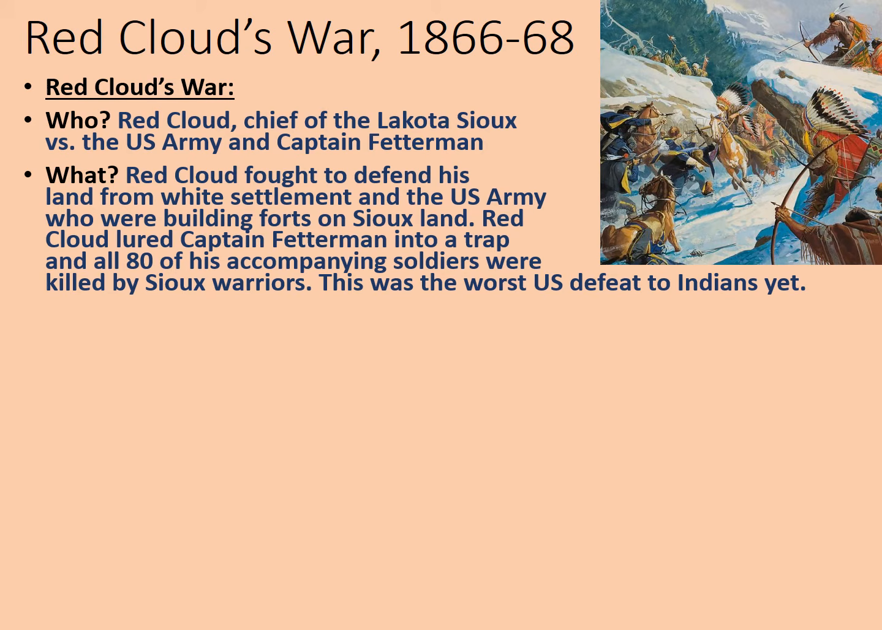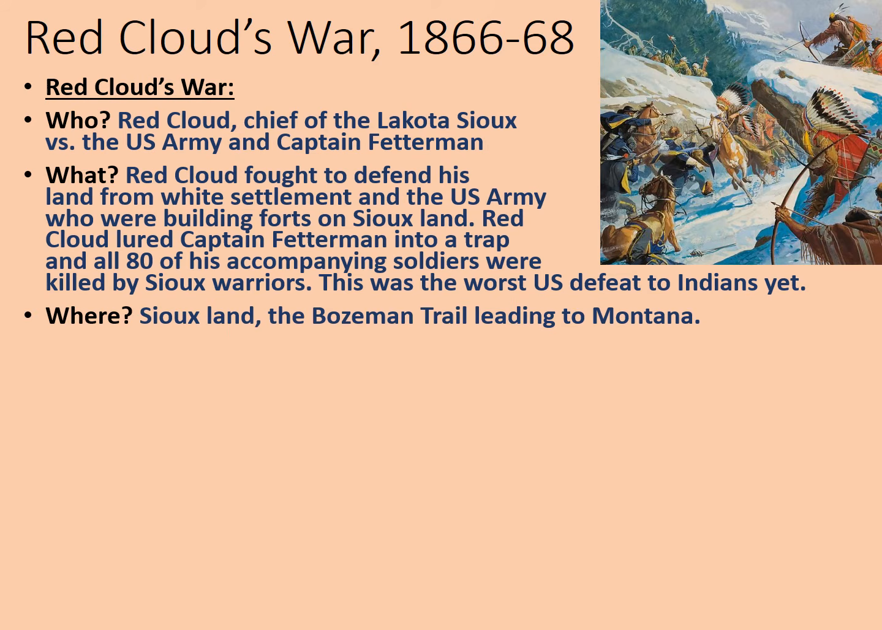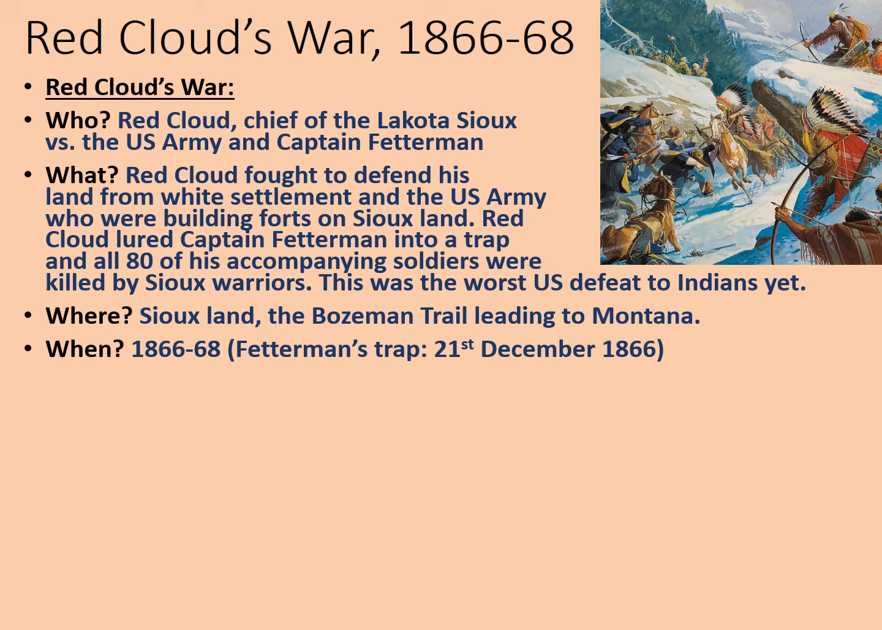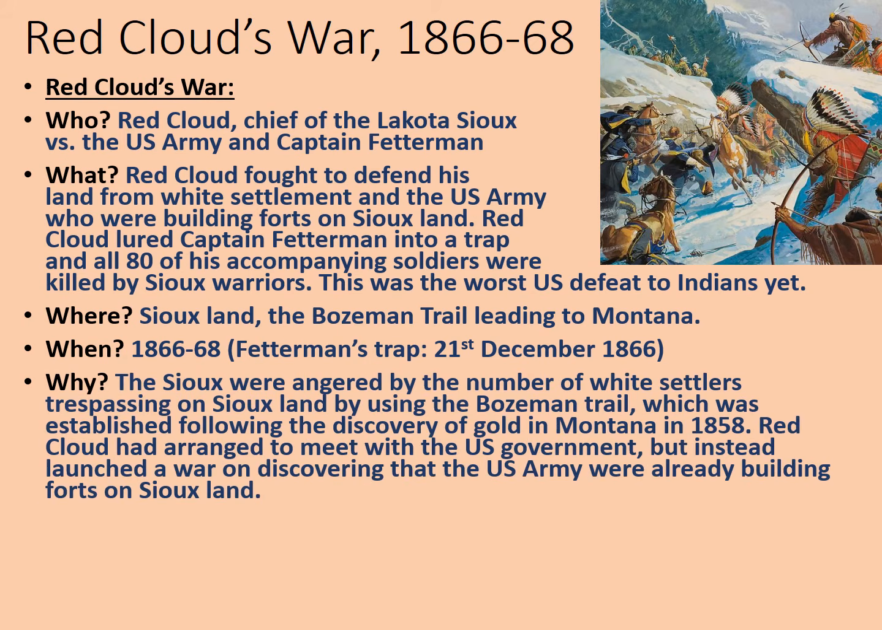Basically, Red Cloud sent out a few scouts on horses, taunted these men in Fetterman's camp, and encouraged them to give chase. This they did until they were ambushed in a narrow pass, as you can see in the illustration at the top. The death of those 80 soldiers was the worst US defeat to the Indians yet. Where did it happen? Well, this happened on the Sioux lands and the Bozeman Trail, which was leading to Montana. It happened between 1866 and 68, but the main event that we remember is the 21st of December of 1866.